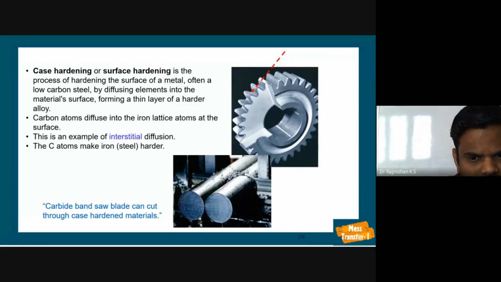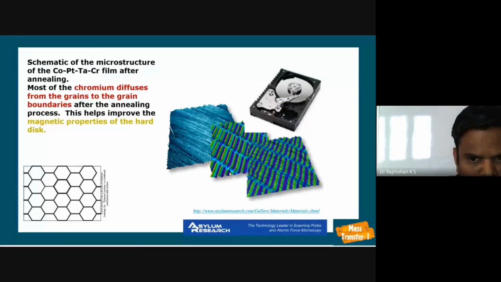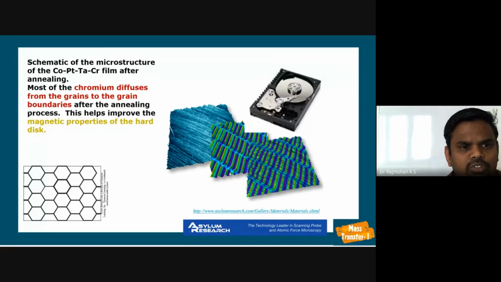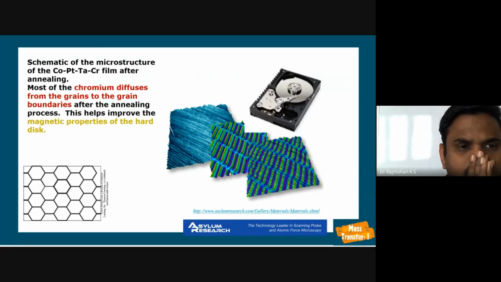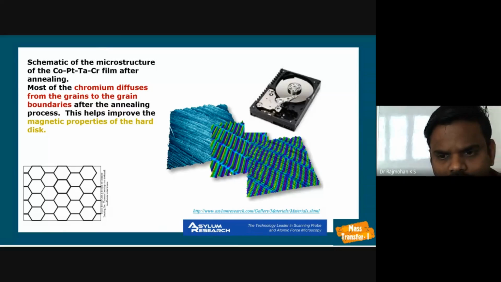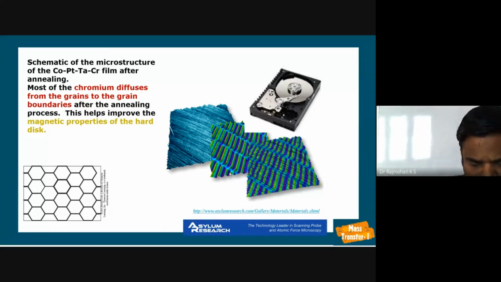Even if you look at the compact disk, which nowadays we are not using, if you look at its microstructure, there will be a thin layer of cobalt, platinum, chromium and so on. A film is formed after annealing. In this also, chromium diffuses from the grains to the grain boundaries after the annealing process, which helps to improve the magnetic properties of the hard disk. Here also there is diffusion; in the earlier case carbon was diffusing, here chromium is diffusing.